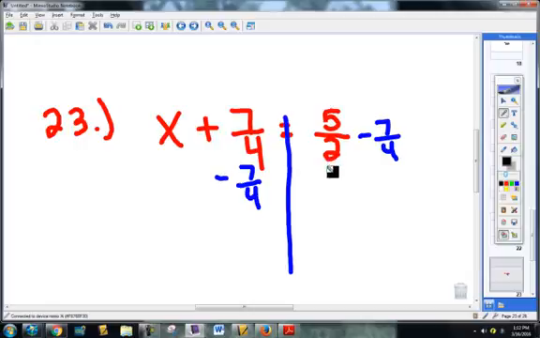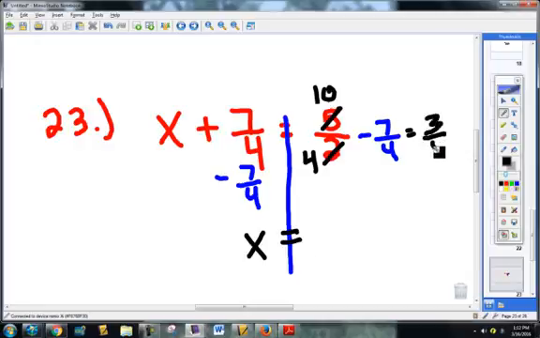4 would be perfect. And then whatever I do to the bottom, I must do to the top. So that's going to end up becoming 10/7. So I know that over here I'm left with just x equaling something, right? Then I just have to do whatever my difference is. That's 3/4. 3/4 is my answer.